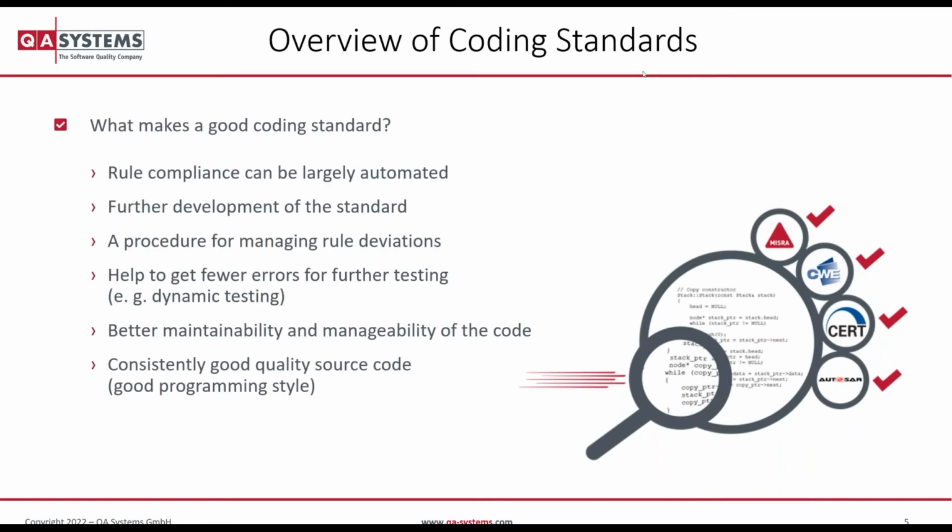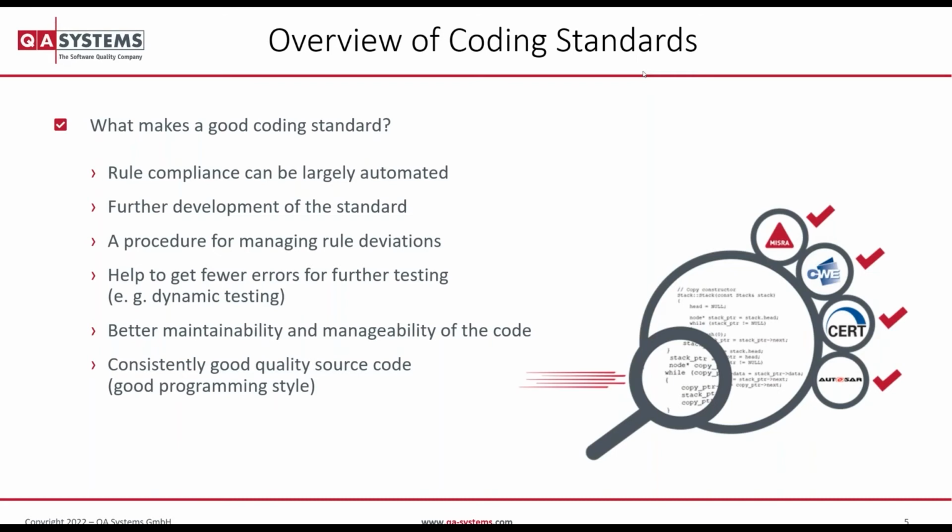So what is important for a coding standard? What makes a good coding standard? One of the biggest positive things about a coding standard is if the rule compliance can be largely automated. It is not very helpful if you have a lot of rules that you need to manually look at and correct. It's important that the coding standard is written in a way that tools can automate the enforcement.